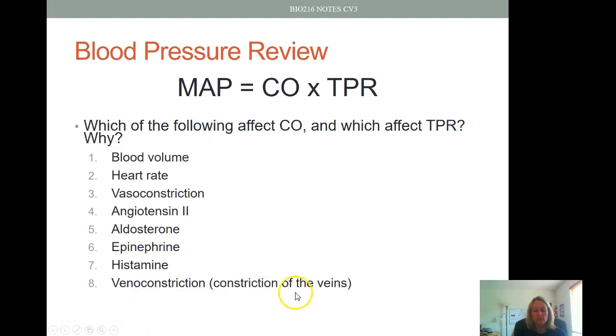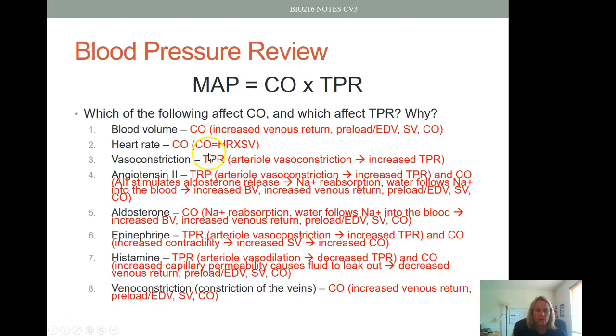Venoconstriction, constriction of the veins, is going to aid in venous return, increase preload, increase stroke volume, increase cardiac output, and increase mean arterial pressure. Just kind of understanding how these things can affect cardiac output and total peripheral resistance will help us to understand how various things can cause shock. Okay, and those are all written out here if you'd like to take a minute to review them in the written format.